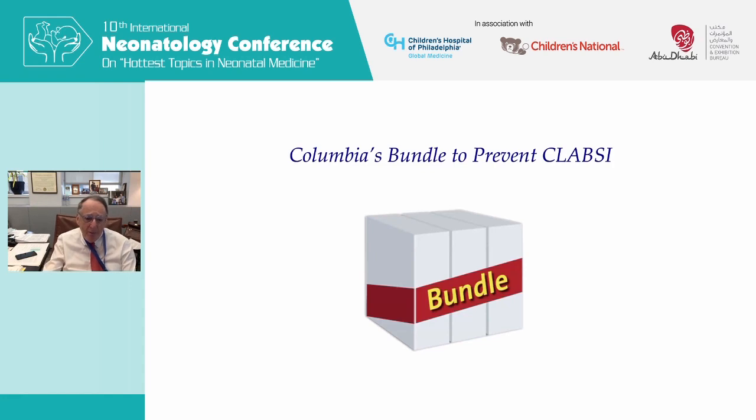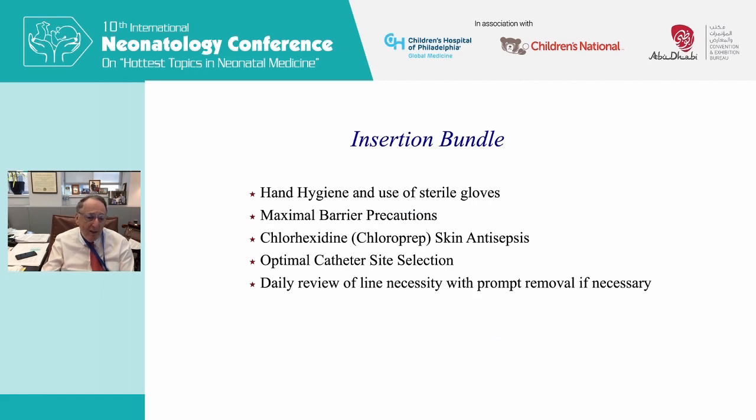I talked about bundles, groups of interventions, which have proven effective for decreasing CLABSI. And very briefly, hand hygiene, most importantly, when you're inserting a catheter, we use sterile gloves and a sterile barrier. We use ChloraPrep, a combination of chlorhexidine plus alcohol, for skin antisepsis whenever we put in central lines, except for umbilical catheters. We try to choose a catheter site selection in the upper extremities, although I'm not sure that it makes a big difference.